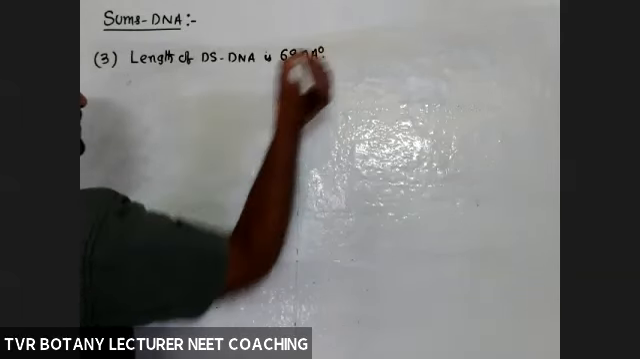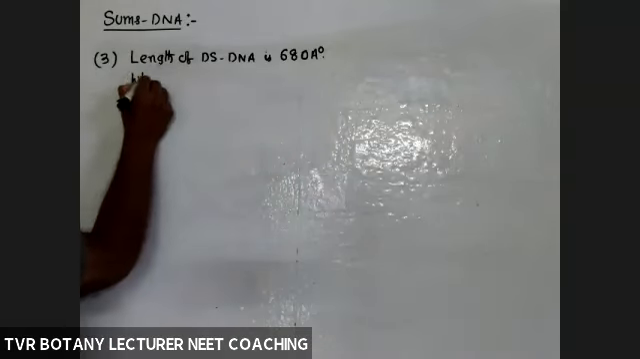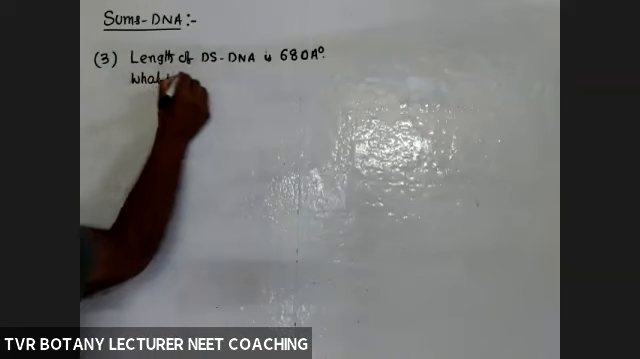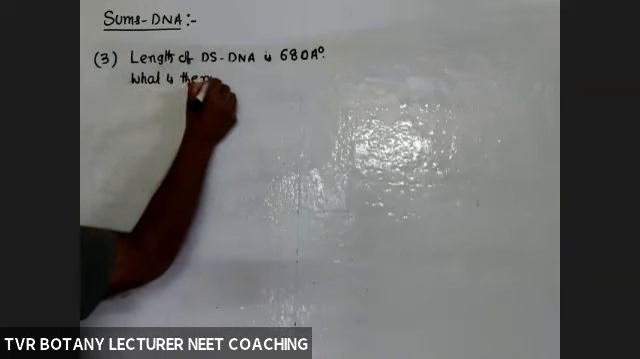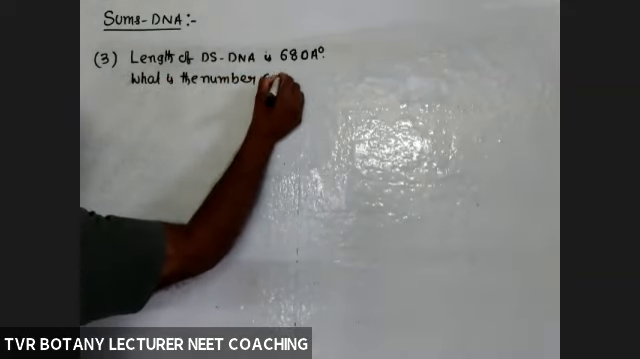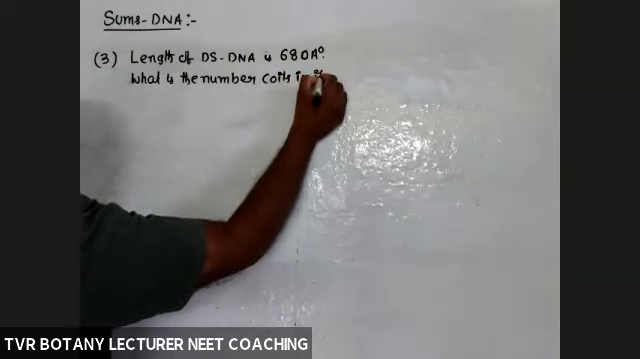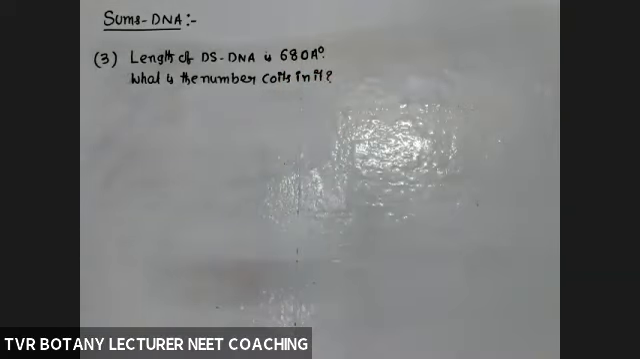Okay, 680 angstroms. 680 angstroms. The question is, what is the number of coils or pitches in it? So length of DNA is given. What are they expecting from us? Number of coils in it. Anybody able to do it?